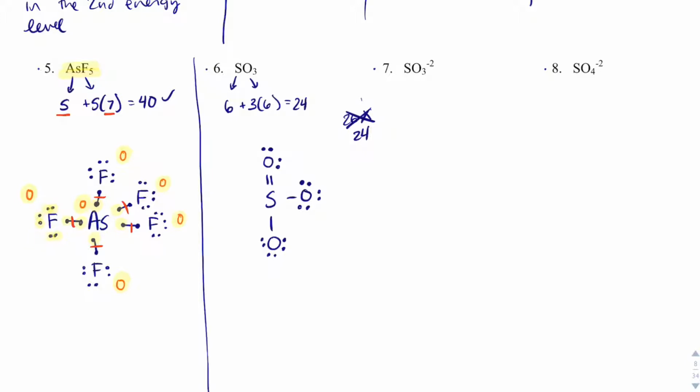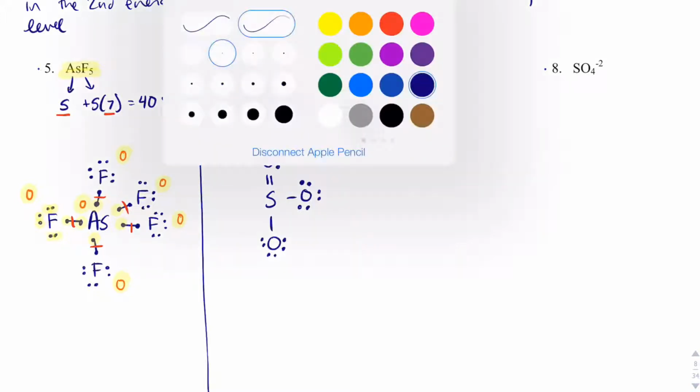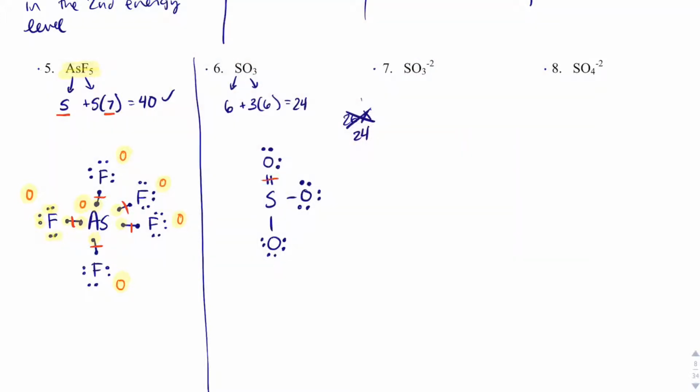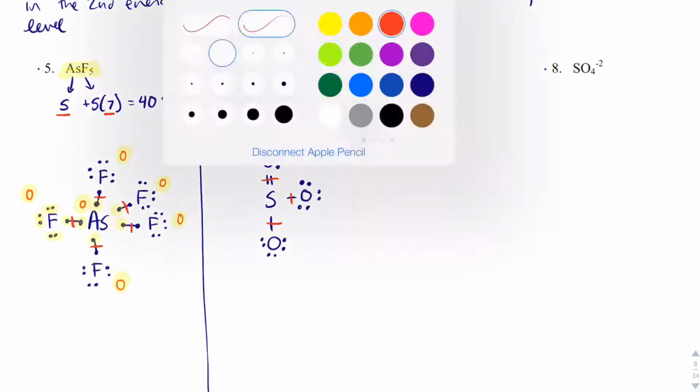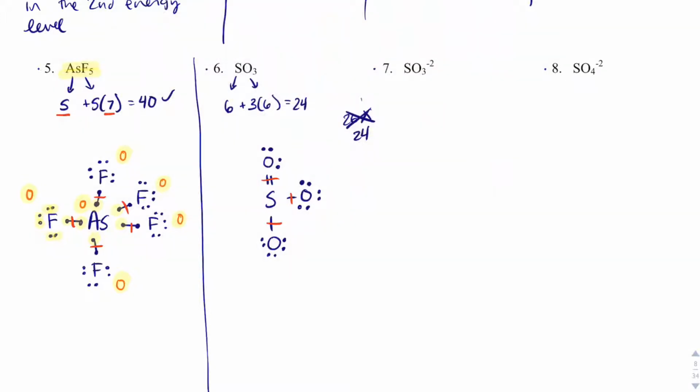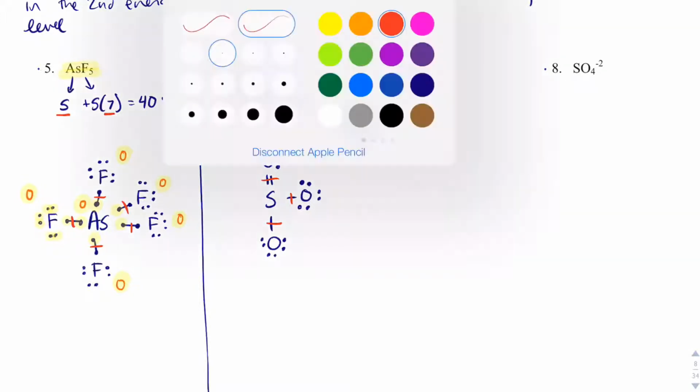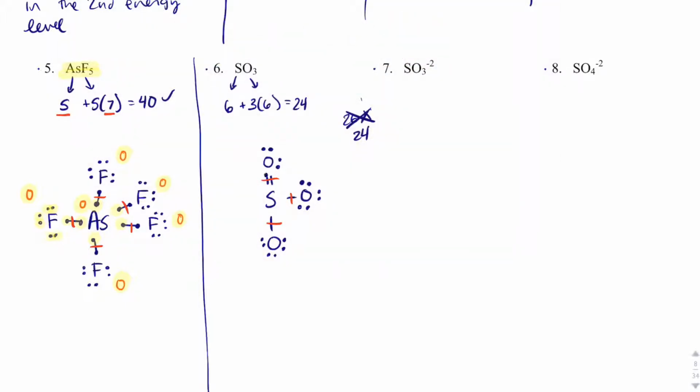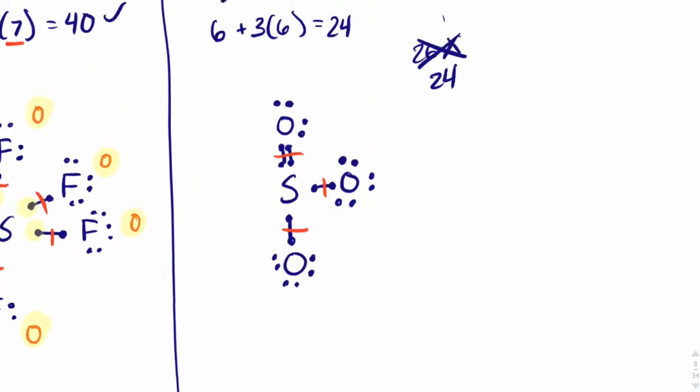And because sulfur is in the third energy level, you need to worry about formal charge. Here's how we do formal charge: we slice all of our bonds in half. And we say, okay, let's compare the amount of valence electrons that I see in this picture to the amount that it normally has. Sometimes it's helpful to draw in the electrons that you've sliced in half.